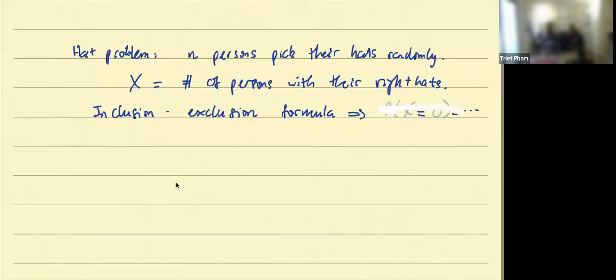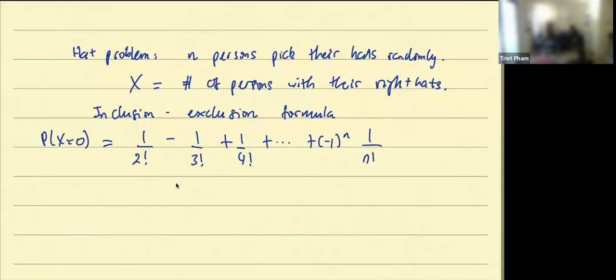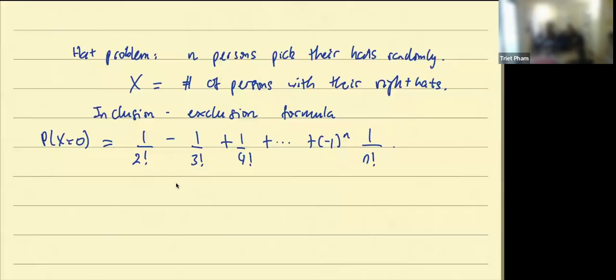I'll write it down. If I remember correctly, it starts with 1 over 2 factorial, minus 1 over 3 factorial, plus 1 over 4 factorial, and so on, until minus 1 to the n over n factorial. Even this result by itself takes some time to write down and establish correctly, using E_i, the event that person i gets their right hat.